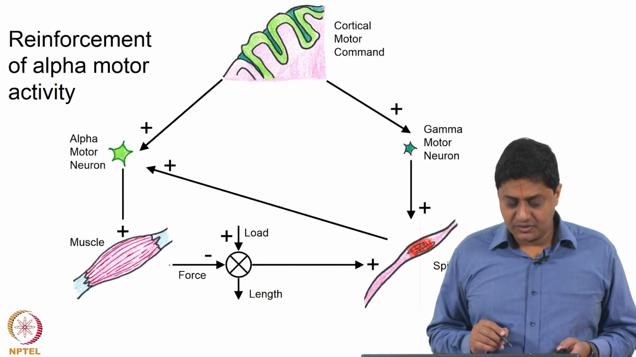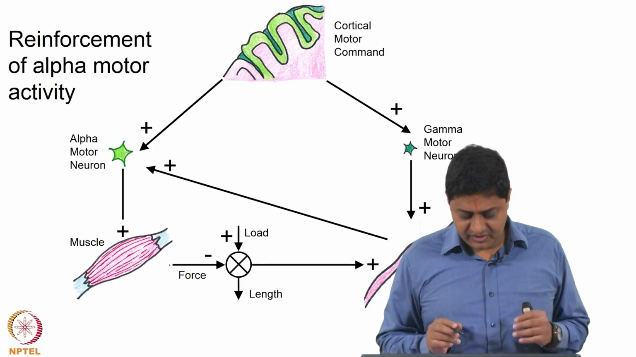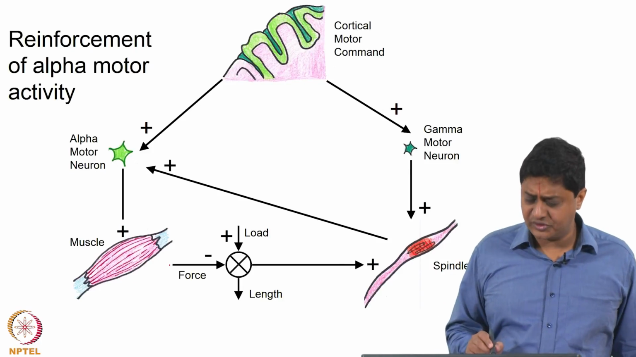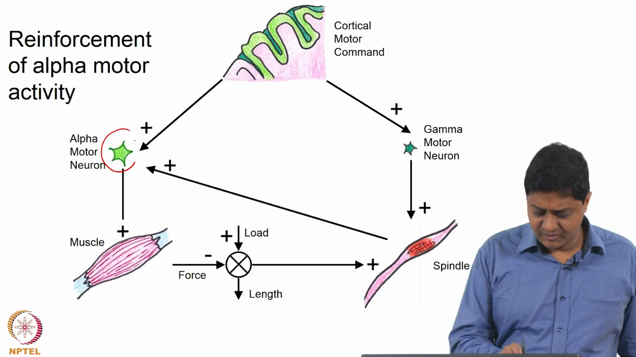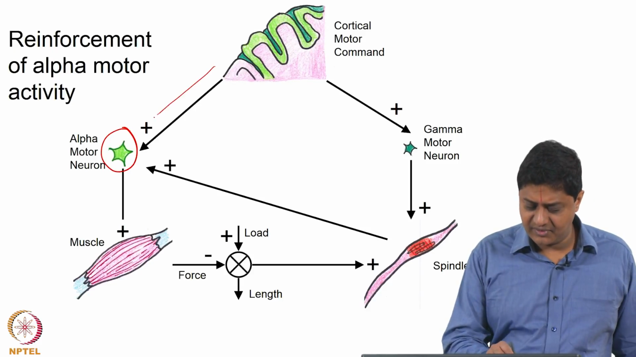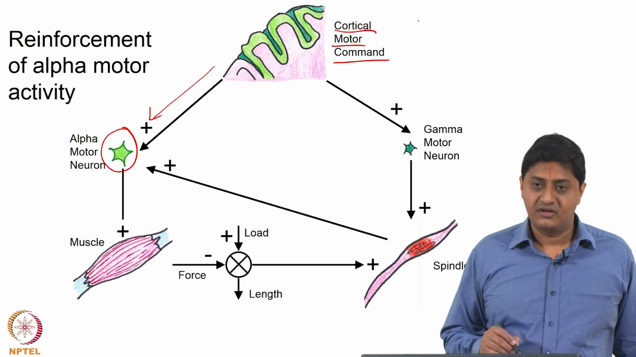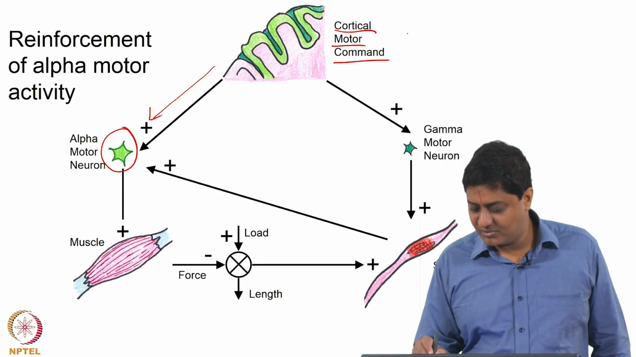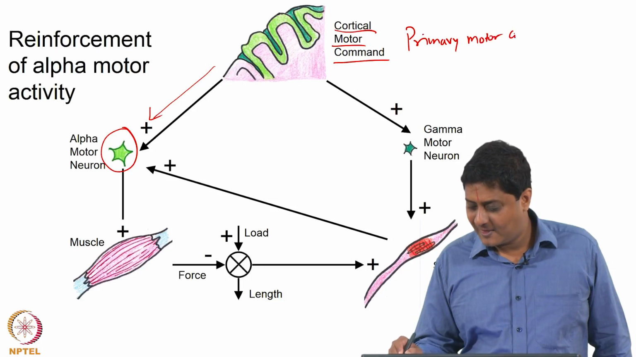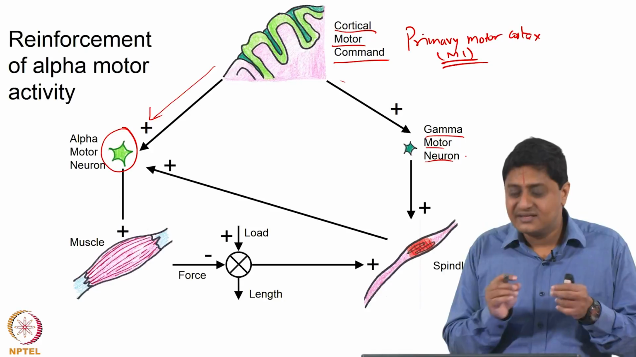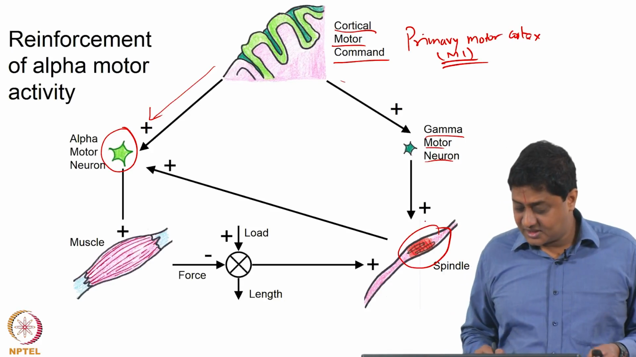One more thing, let us also remind ourselves of the total of what is going on. If this is the alpha motor neuronal activity, it is going to get excitation from the cortical system, the primary motor cortex, which unfortunately has the same name, and which in future classes I will call M1. It also controls gamma motor neurons, which change the sensitivity of the spindle.